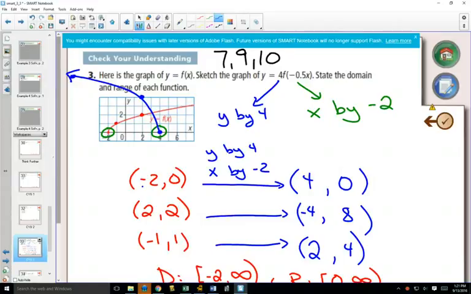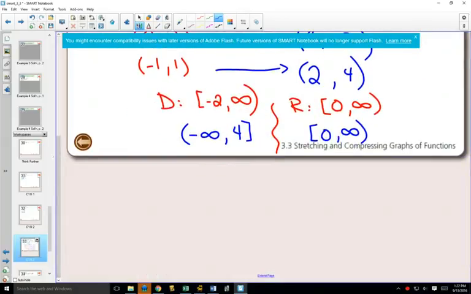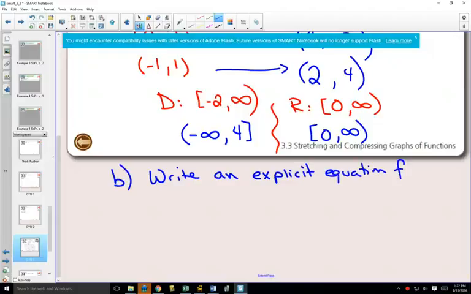Seven, 9, and 10 are questions that we can do for this, but what I'm going to do is I'm going to call this part A, and I'm going to add to this question a part B and a part C. So for part B, I want you to tell me what is the explicit equation for f of x.